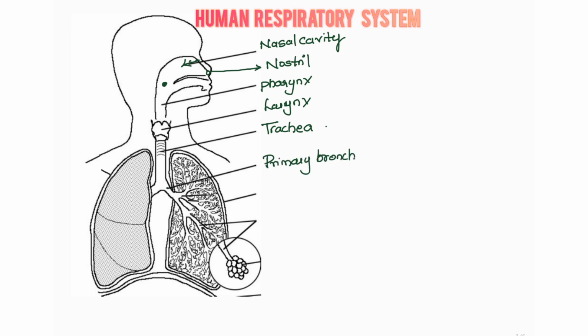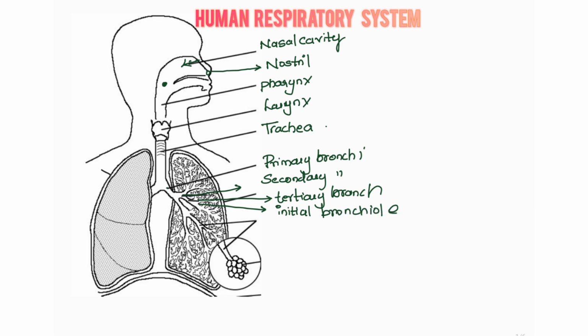The trachea divides at the fifth vertebra into the primary bronchi. The primary bronchi branch into the secondary bronchi. The secondary bronchi branch into the tertiary bronchi. The tertiary bronchi branch into the initial bronchiole. The initial bronchiole branches into the terminal bronchiole. To the terminal bronchiole, there is the presence of the alveoli, the main conducting part. All this is enclosed in an airtight vascular bag, which is known as the lungs.